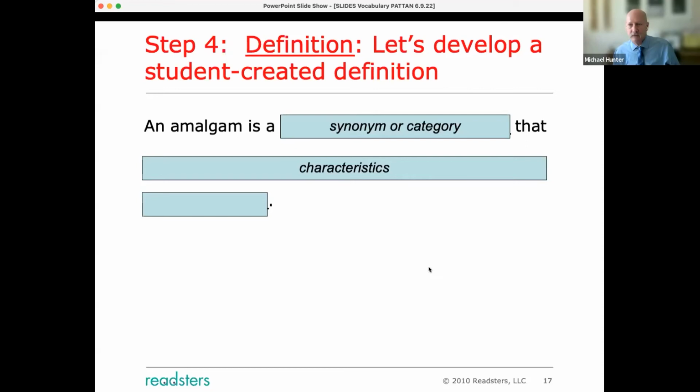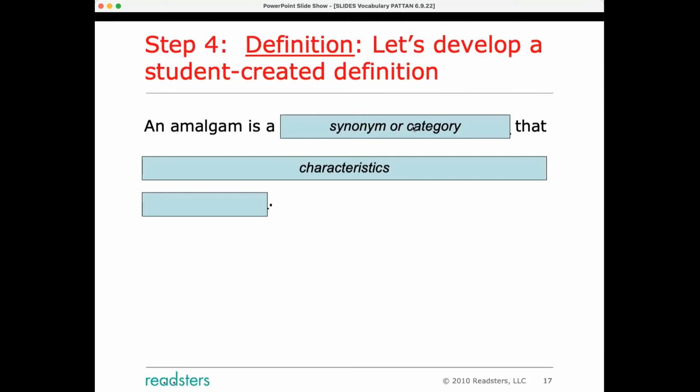Could you say it's a combination or a mix? Okay, combination or mix. Anybody have another one? Blend, a blend of. Okay, blend. Oh, I like blend. Right, so we took mixture or blend.